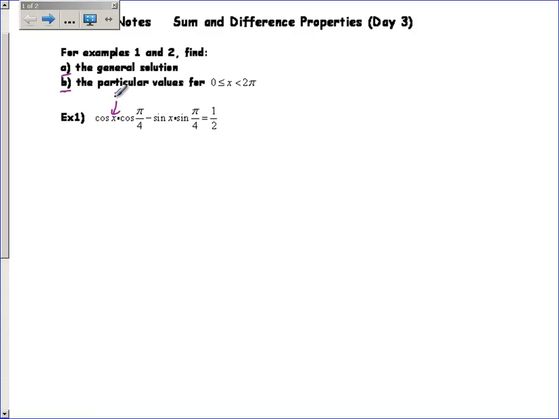So the a is the first angle and the b is the second angle. So this can be condensed into the cosine of x plus pi over 4. That entire left-hand side looks just like our cosine of a plus b formula. So I condensed it into cosine of x plus pi over 4 equals 1/2. And then the next thing that I'm going to do is take the arc cosine of both sides. So x plus pi over 4 is equal to arc cosine of 1/2.